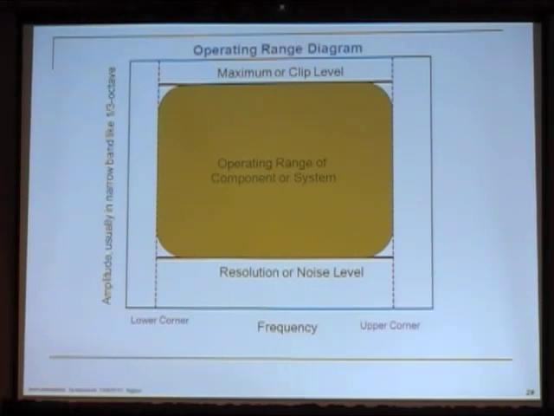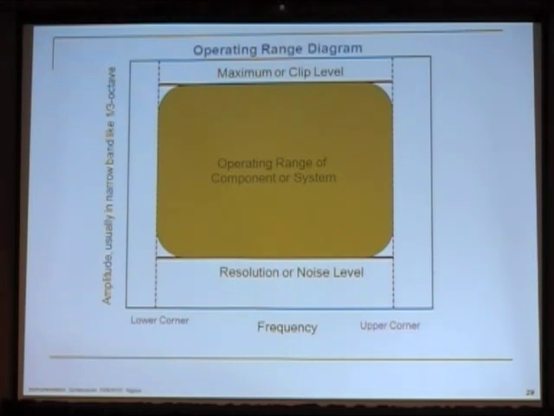And then you define the operating range of your instrumentation, both in terms of frequency bounds, upper and lower, and amplitude bounds, maximum or some clip level, and then a resolution level, which is often the noise. Maybe not the sensor, maybe it's the noise of the data acquisition system. Maybe it's the ambient ground motion that you've got. But it's some noise level that you can't resolve below.